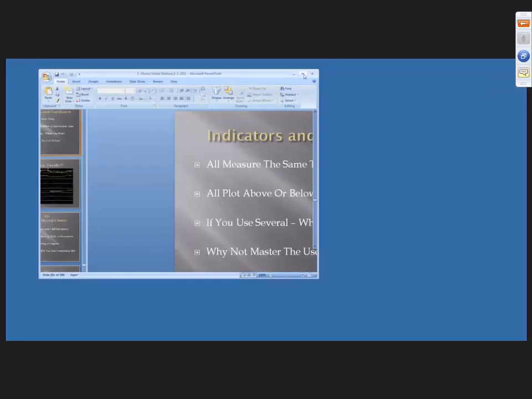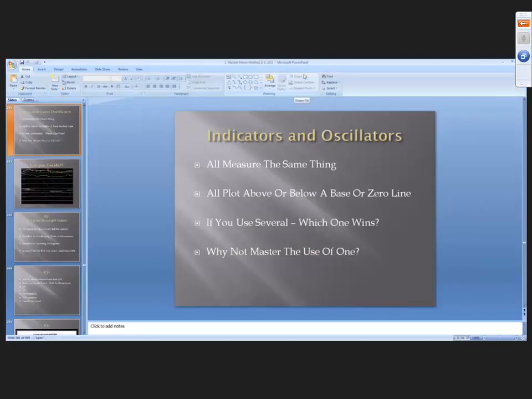All right, I'm going to talk about TDI. And I don't know if I have Deb's chart with me or not tonight. I can't remember. But anyway, look, indicators and oscillators, they all measure the same stuff, right? When you agree on that, they all plot above or below a baseline, a 0 line, a 50. If you use several of them, which one wins? How do you decide which one's the right one to go by? Why not just master the use of one indicator?